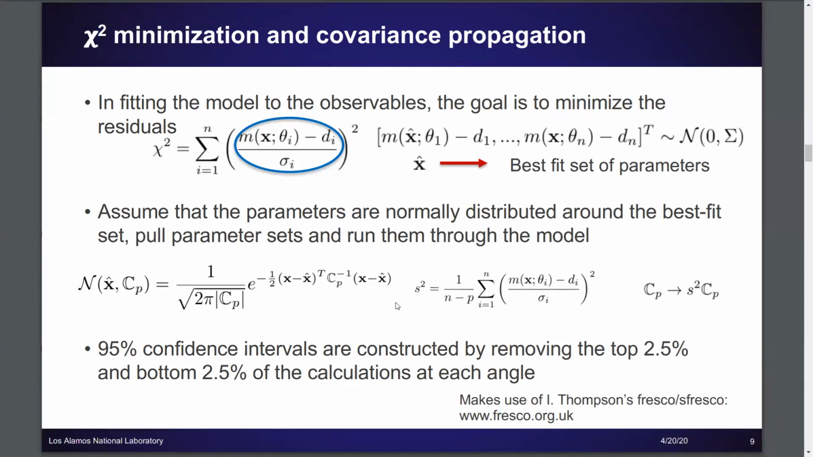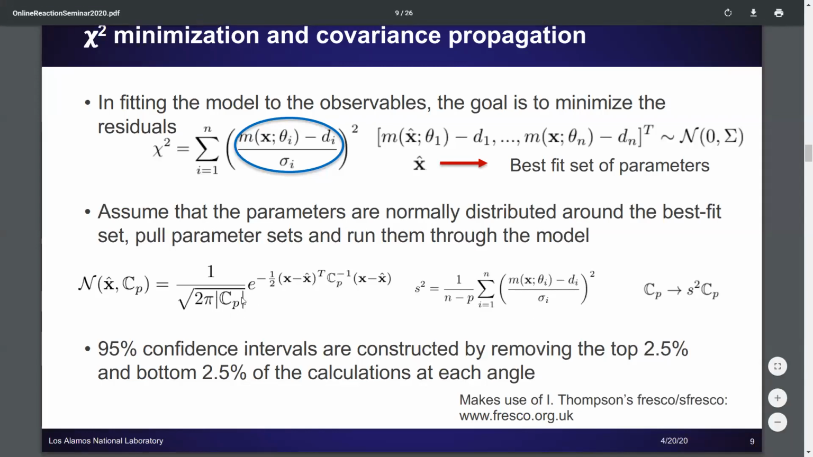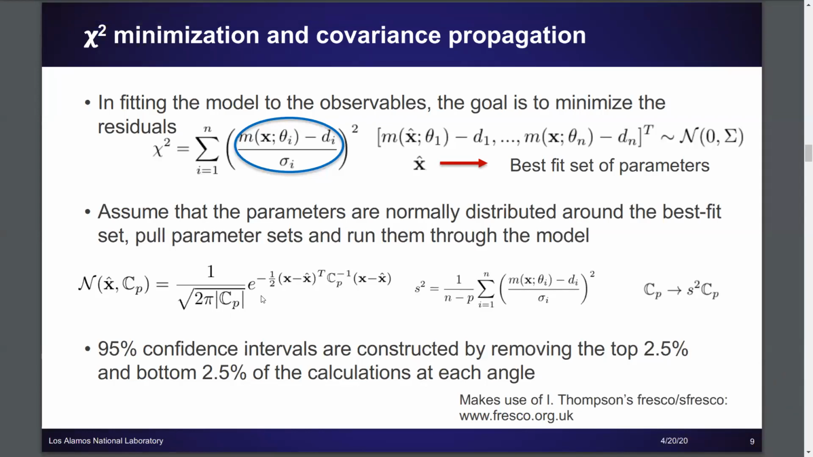Under this assumption, we can construct a covariance matrix between the different parameters in our model. We scale it, as shown here, by the chi-square value, chi-square per degrees of freedom, to take into account the goodness of fit. So this either expands or shrinks the parameter space based on how well these parameters cause the model to match the data. Once we have this normal distribution, we can sample parameter sets from it and run these sets through the models to propagate the uncertainties from the parameters to, say, an elastic cross-section.